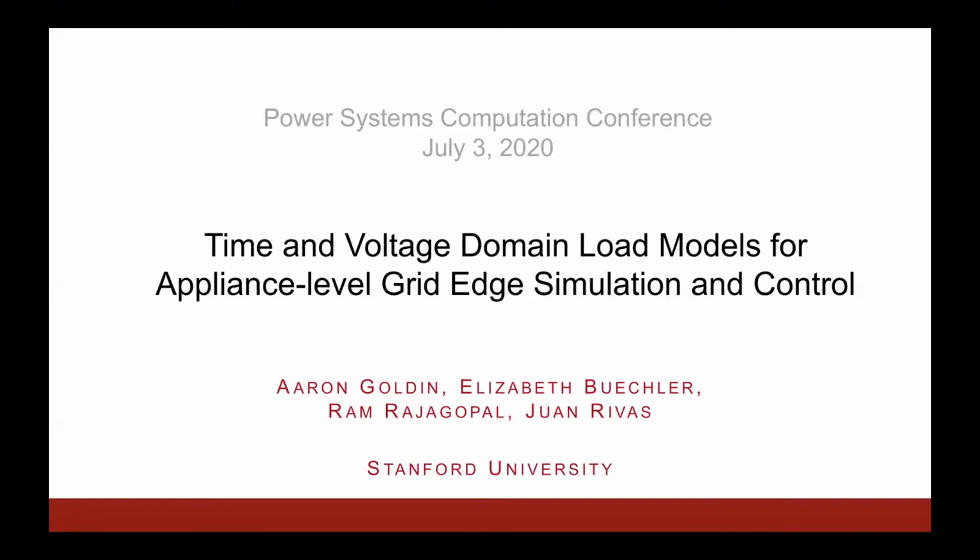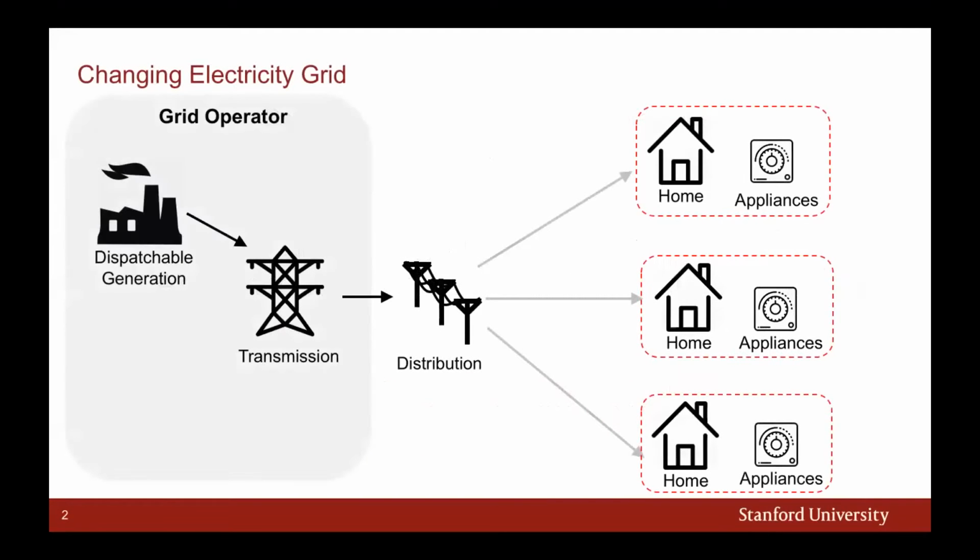We're zooming in to the appliance level here, and to briefly describe the motivation for this, I'd like to first go over the traditional grid architecture depicted here, which is based on the centralized control of dispatchable generation. But as we all know, this is changing as we introduce more and more renewables to the grid. The variability of supply needs to be met with new grid services to match supply and demand.